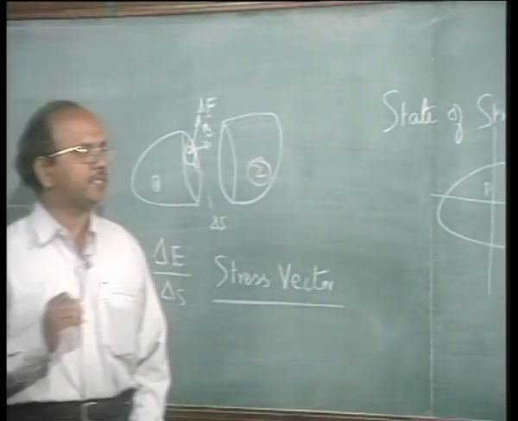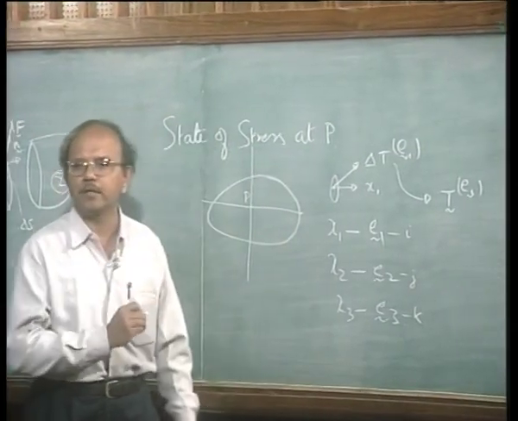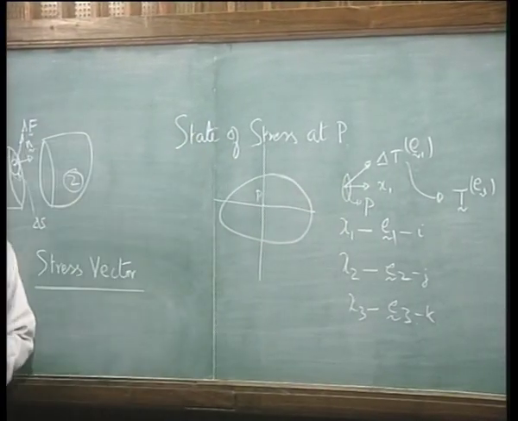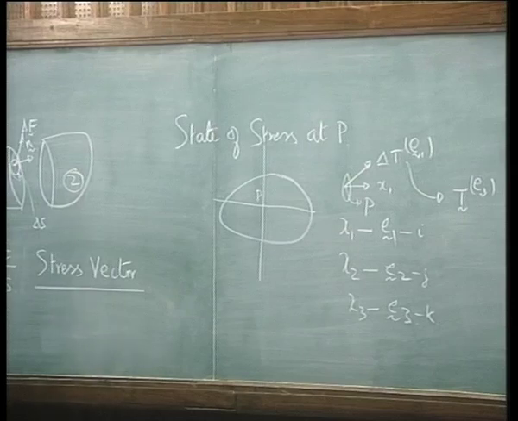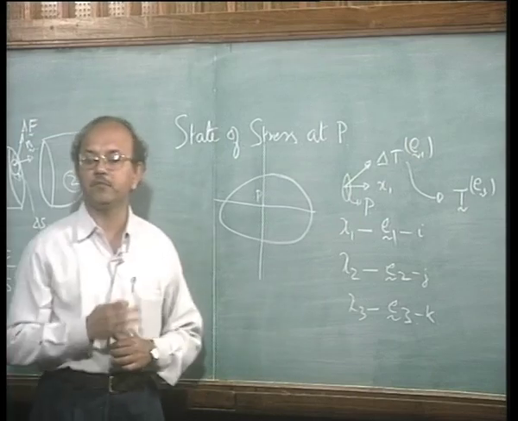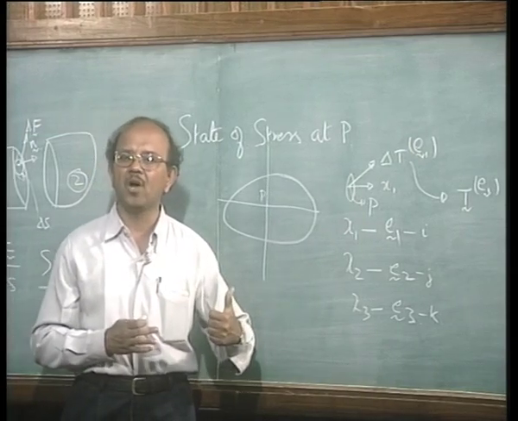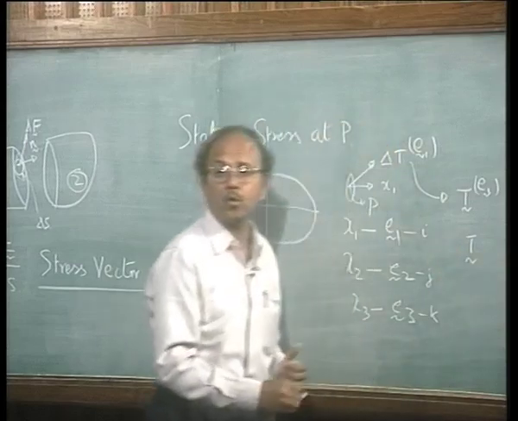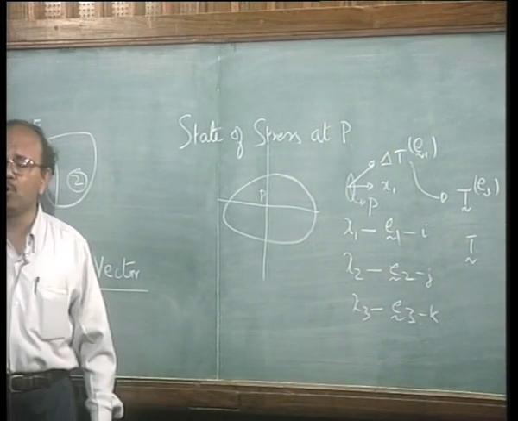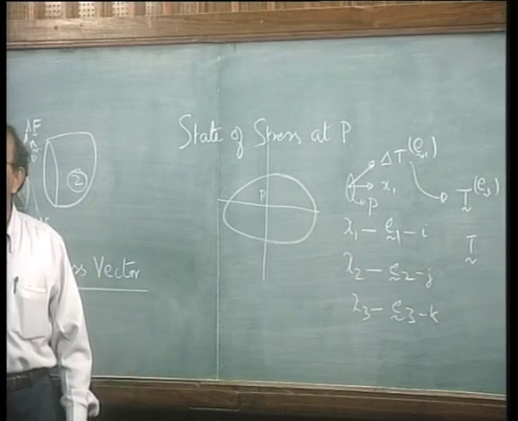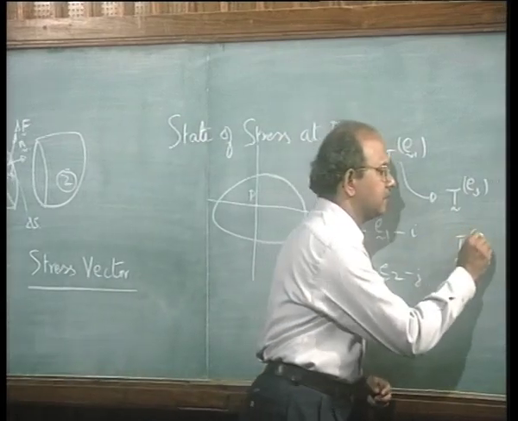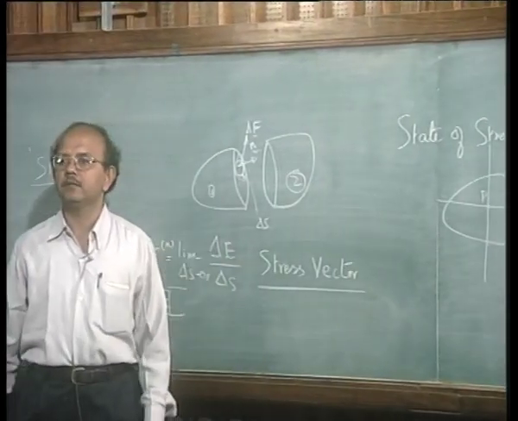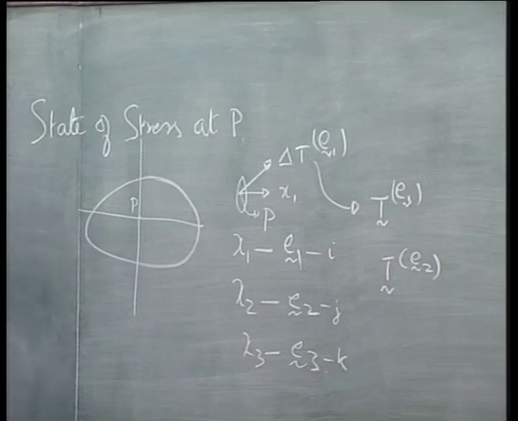Okay. Now I do the same thing with respect to this point, say P. I am going to do the same thing with respect to the point P with the plane taken such that its normal is along x2, in which case I would get one more stress vector, please note this is different, which I would write as E2. Is that clear? Okay. And lastly, I will take another plane.